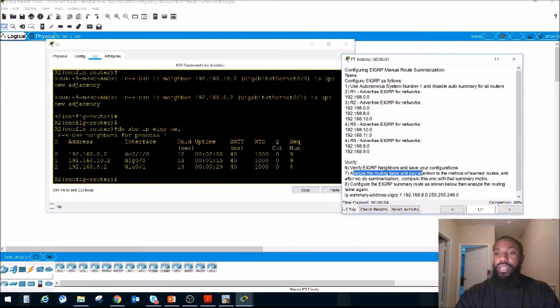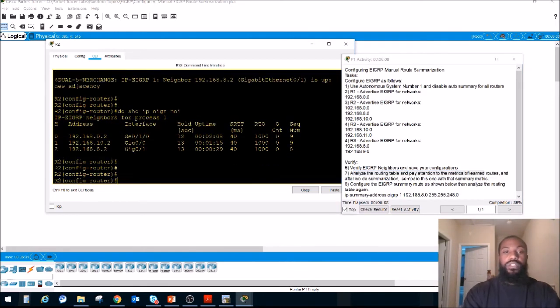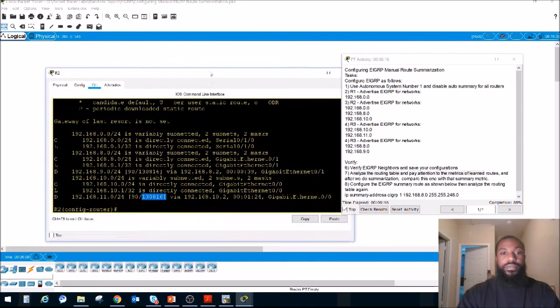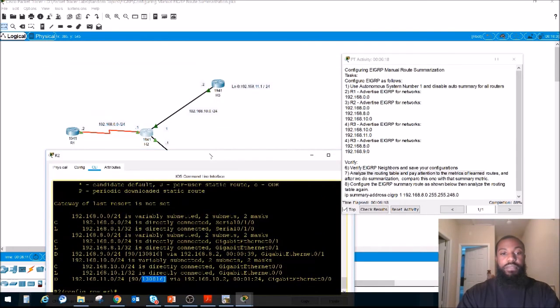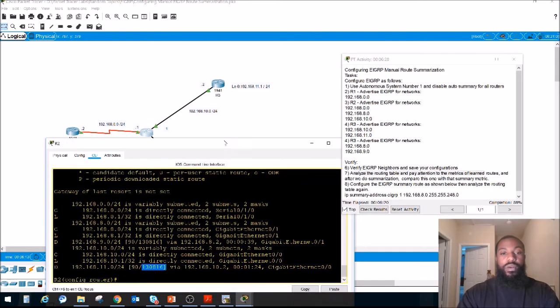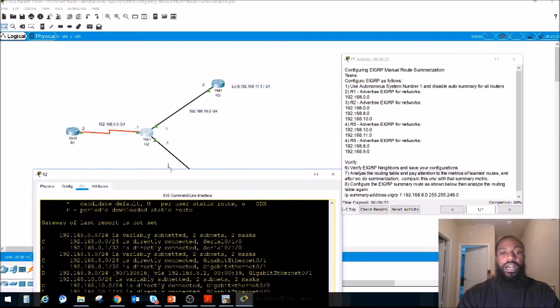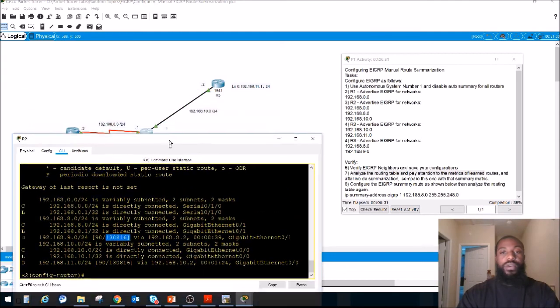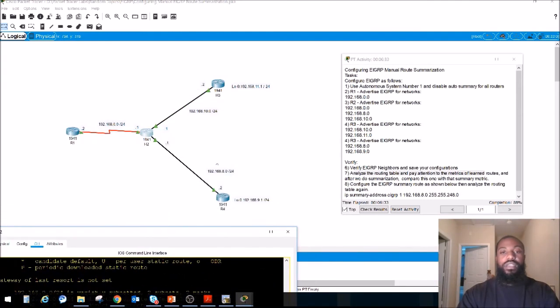Analyze the routing table and pay attention to the metrics of learned routes. So let's go ahead and do show ip route. And the metric we got is 138.16 to the 11.0 network. Right, same thing for the 9.0 network. And the AD is 90 for both, but the metrics for the 11 and the 9 network are 138.16, right? Those guys right there.